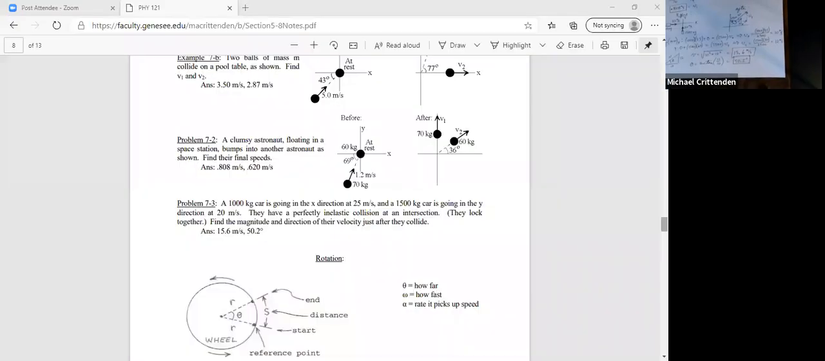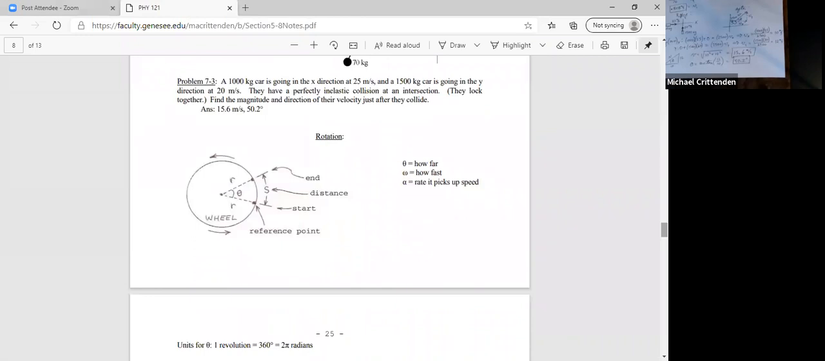Section 8 and beyond deals with rotational motion, and we get some of the introductory definitions and things out of the way. Oh, it's doing that again. I don't understand why. Okay. There, that probably looks a little better.